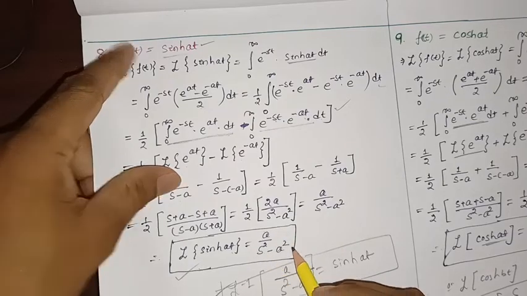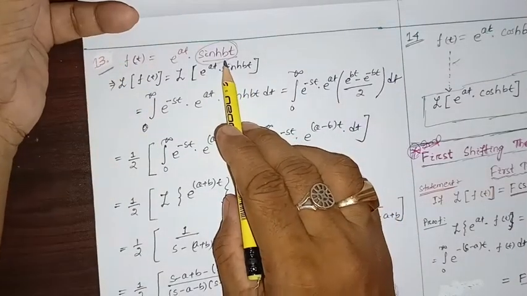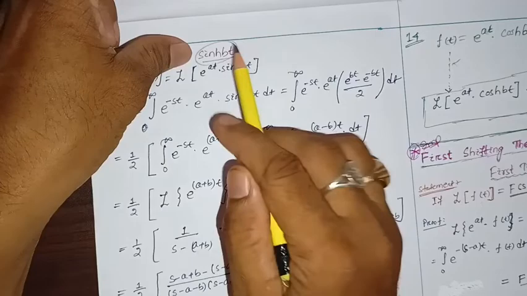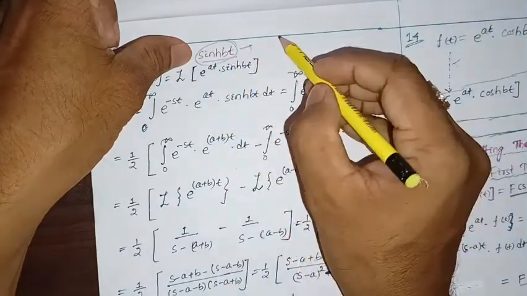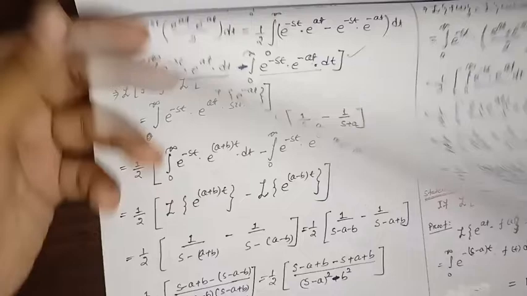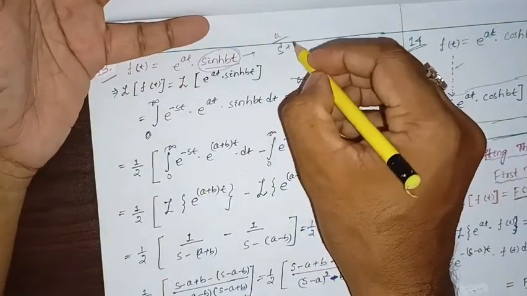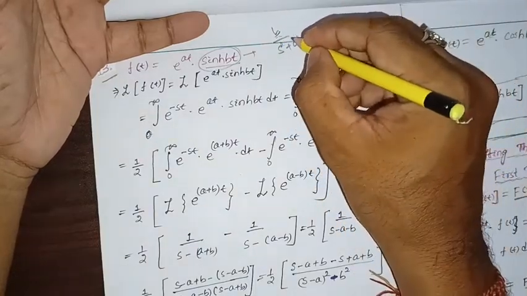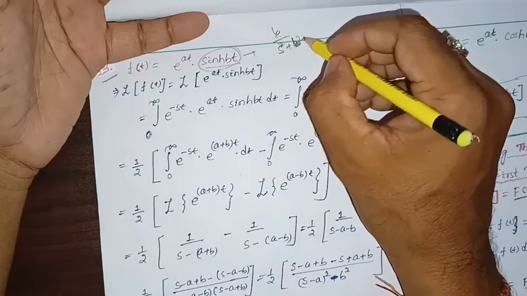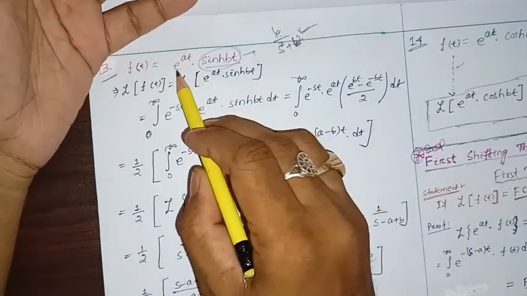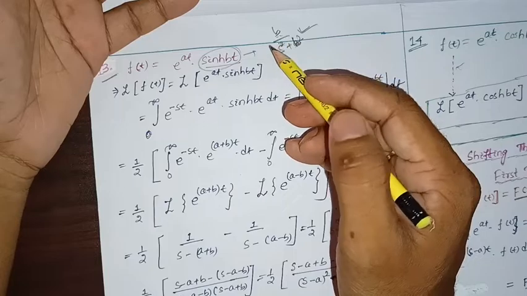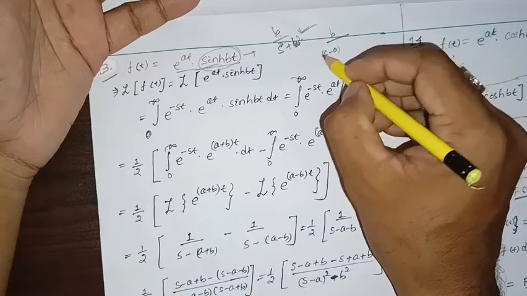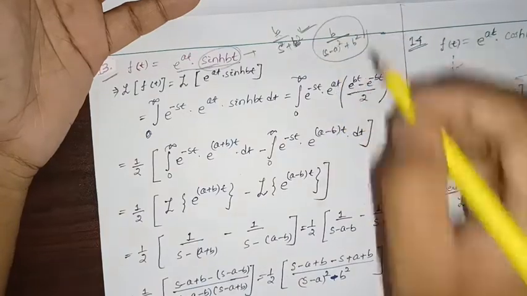So what will be the answer? For sinh bt, what will be the Laplace transform? It is b by s square minus b square. Sorry, here b means b by s square minus b square. So if we multiply e to the at, according to the first shifting theorem, the answer will be b by s minus a whole square minus b square. The answer will be this much.